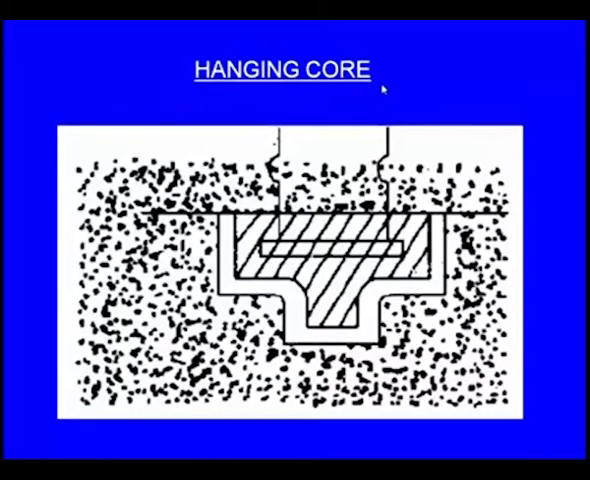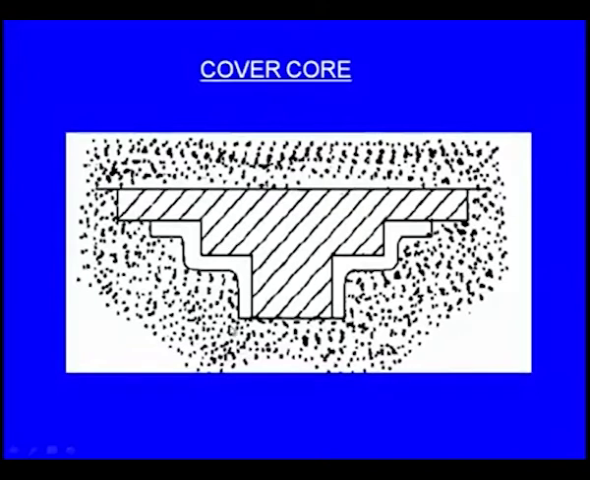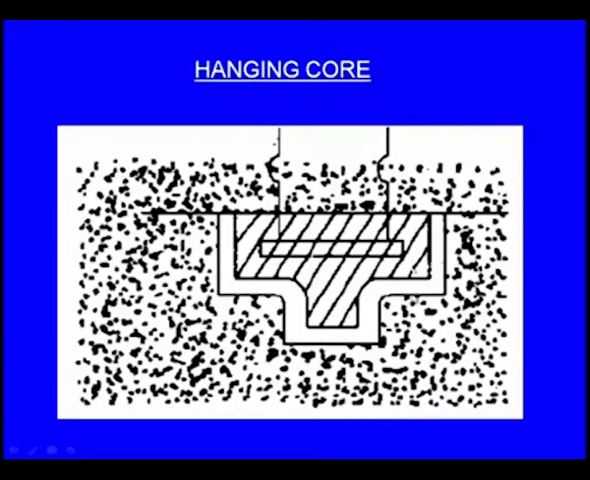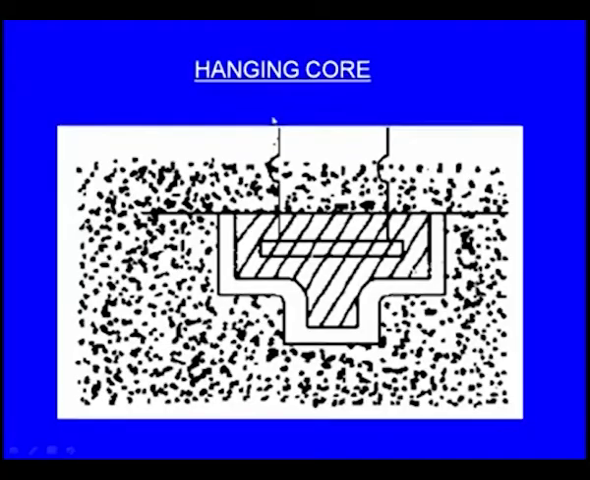Next one, the hanging core. We can see here this is the mold cavity, this is the drag and this is the cope, and the molten metal goes like this. But there is a little difference between the previous one and this one. In the cover core at the bottom, there is no gap between the mold and the core, it is closed here, whereas in the hanging core there is a gap. That is the difference, and it is hanging from the top. So that is why it is known as the hanging core.